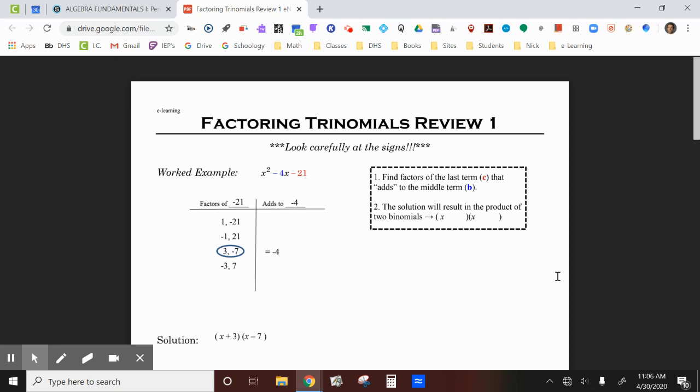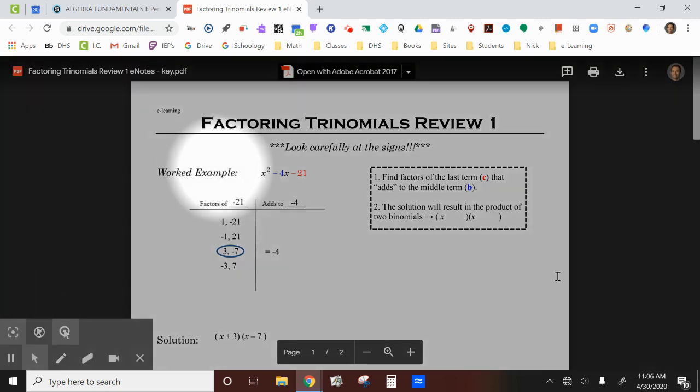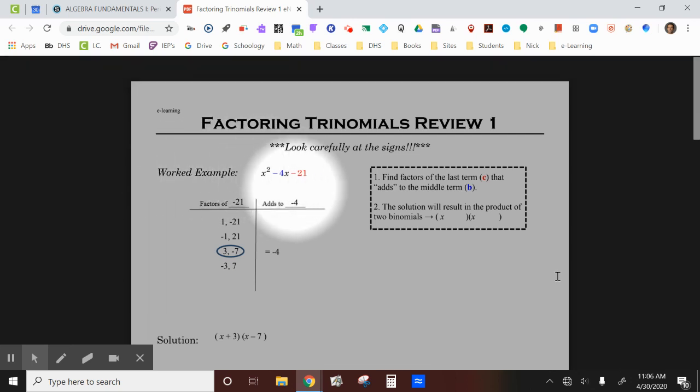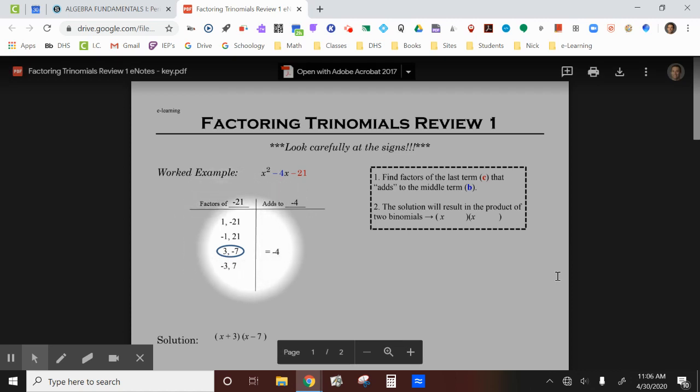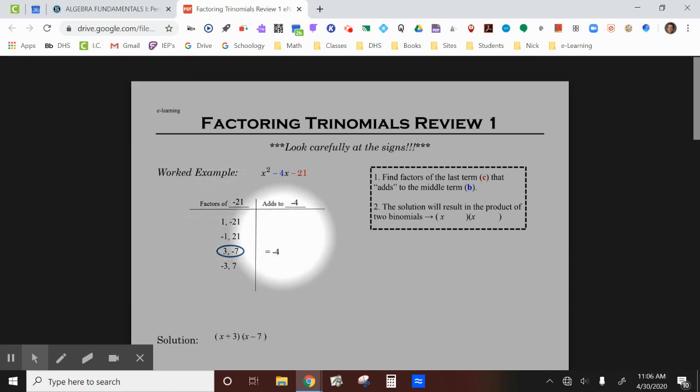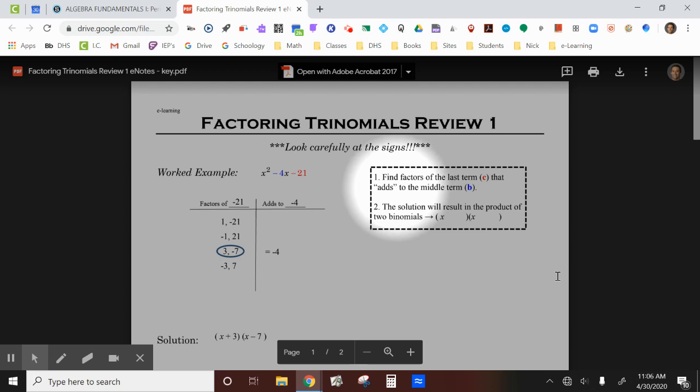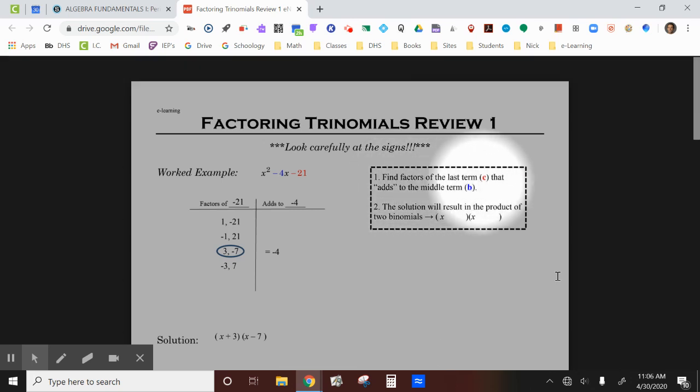Let's look at this warm up, this worked example here. We have x squared minus 4x minus 21. Look at this note here about looking carefully at the signs. The signs are going to be very important to figure out which factors we are going to use. These are the two steps: you want to find the factors of that last term, your C value, that add to that middle term, your B value. Your solution will be the product of two binomials, so we're always going to have these two sets of parentheses.